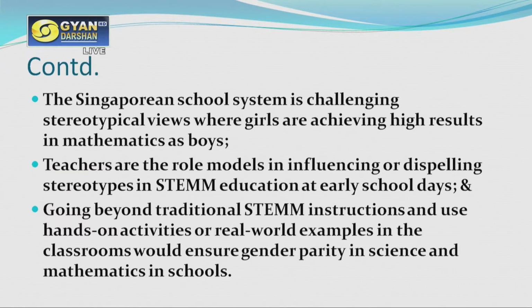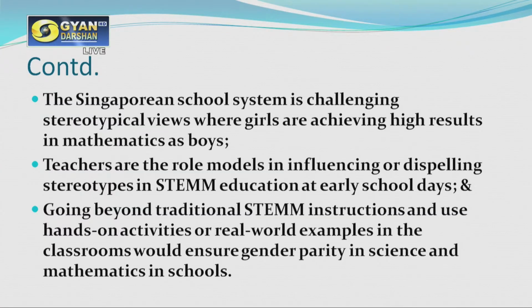Then, continuing with another example, it shows that the Singaporean school system is challenging stereotypical views, where girls are achieving high results in mathematics as boys. So it is not that girls can't do science, but how do we break those gender stereotypes which exist in different societies or in different cultures? How to make those socio-cultural factors conducive for girls to perform in science disciplines?